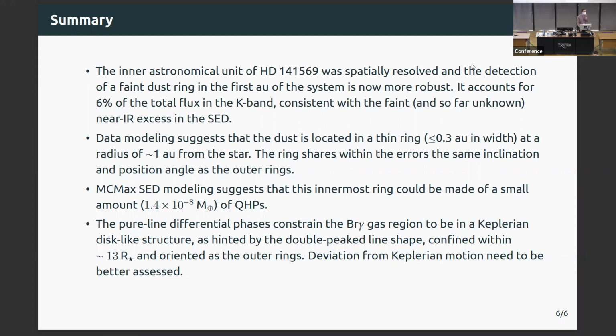With radiative transfer modeling, we found out that a quantum-heated particle ring can explain such a faint excess. We also found out that a silicate model cannot reproduce such a small excess without having significant emission in the mid-infrared. From the pure line differential phases, we constrain the Brackett gamma gas region to be in Keplerian rotation inside a size of 13 stellar radii. But deviations from Keplerian motion were observed and have to be better assessed.